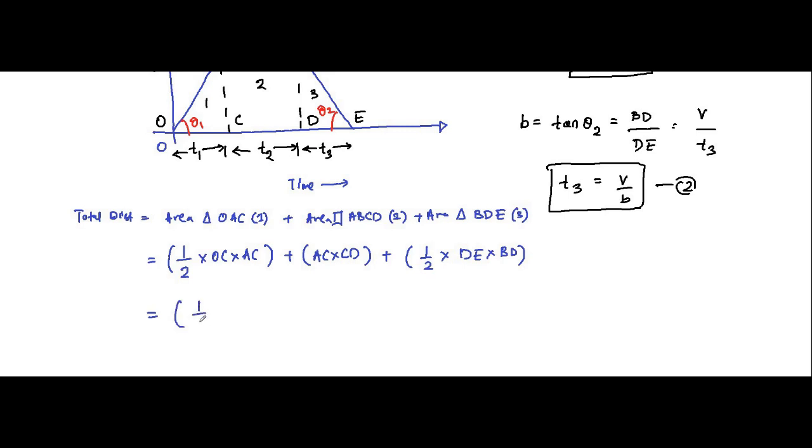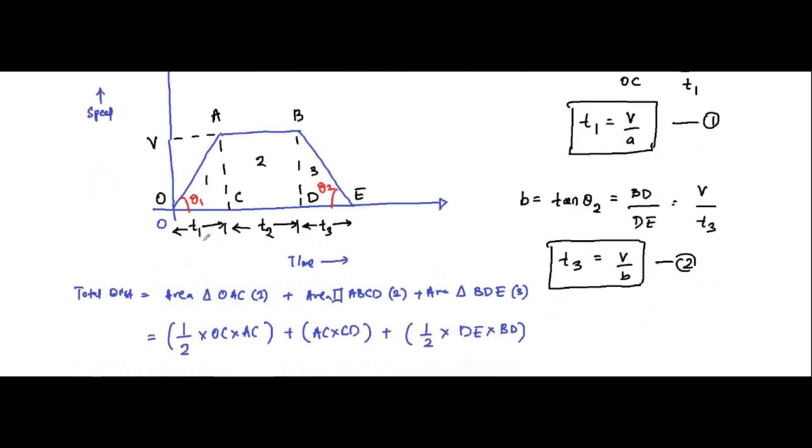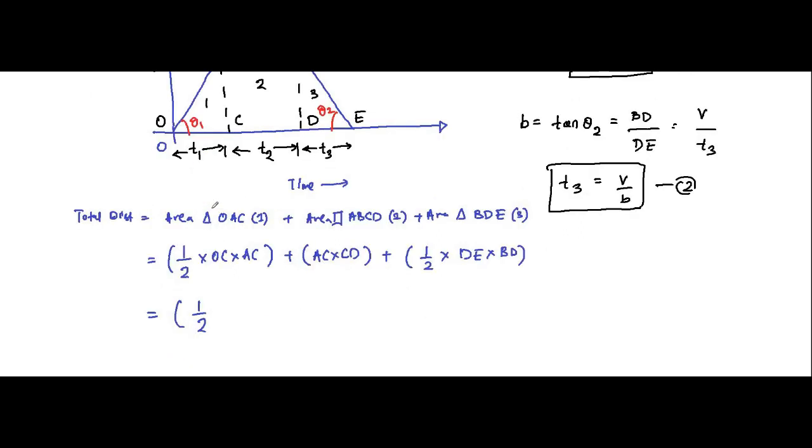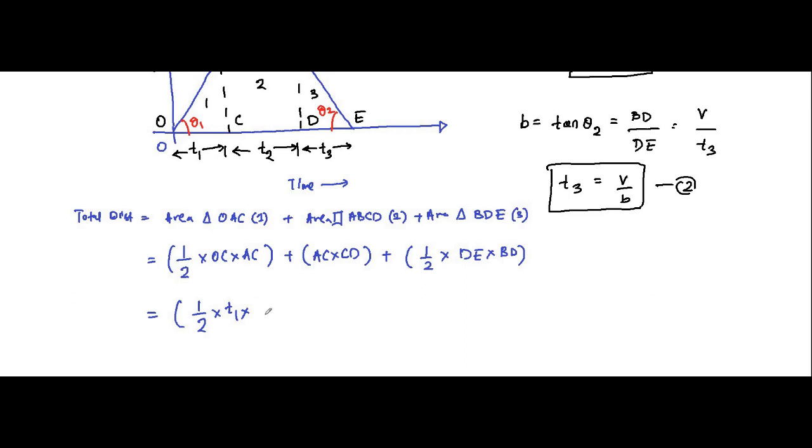Here OC is nothing but the velocity V. OC is equal to the time duration T1 for the first phase. AC is the maximum velocity V attained by the train, the maximum speed attained by the train. So it is 1/2 T1 into V.